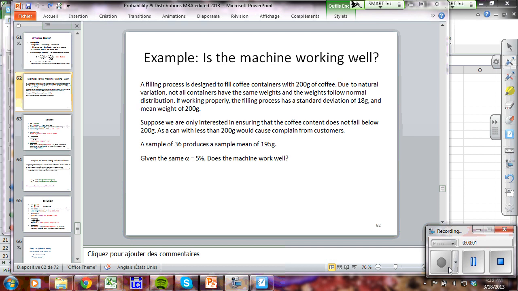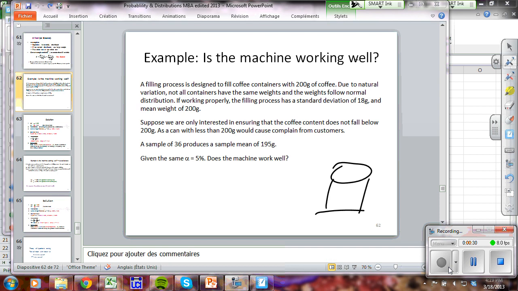I just wanted to walk you through how we do one of these examples using a z-score. These are not the most exciting examples, but we've got coffee containers. We've got a little coffee container, and things vary. So we're trying to figure out if it's working correctly. The problem gives us a bunch of information we need.